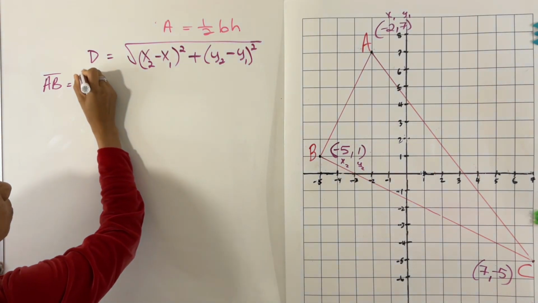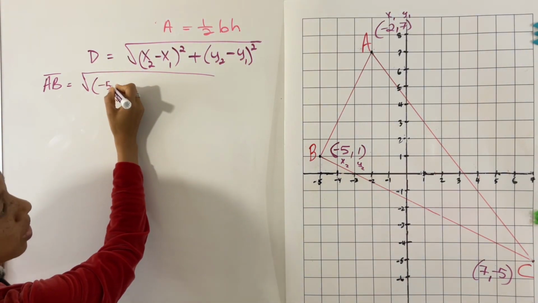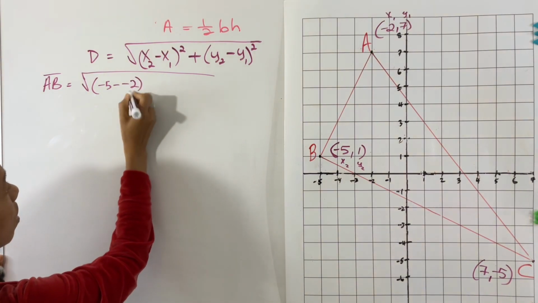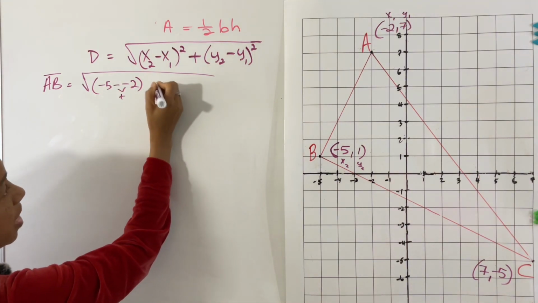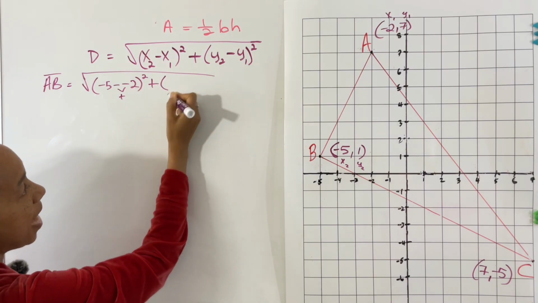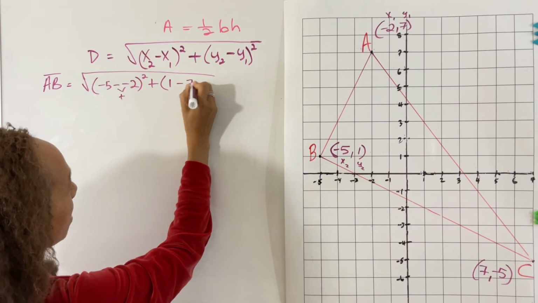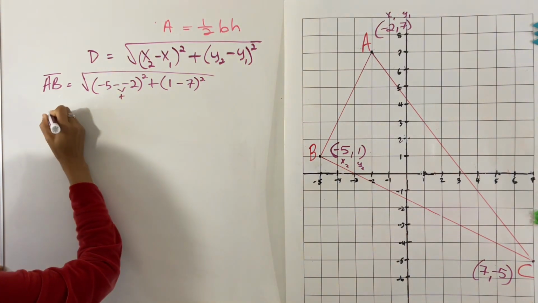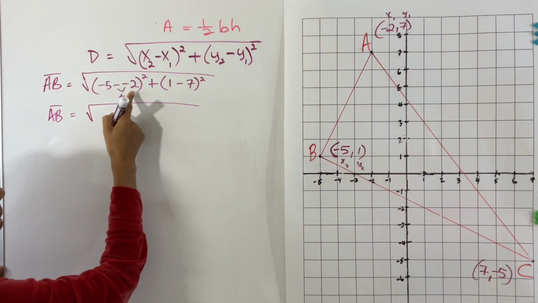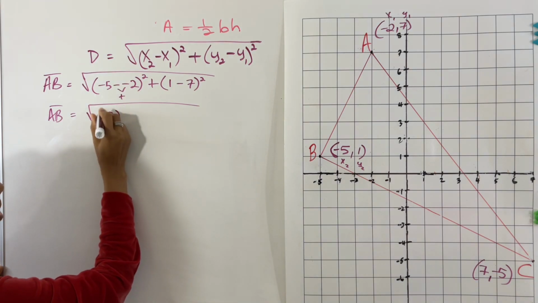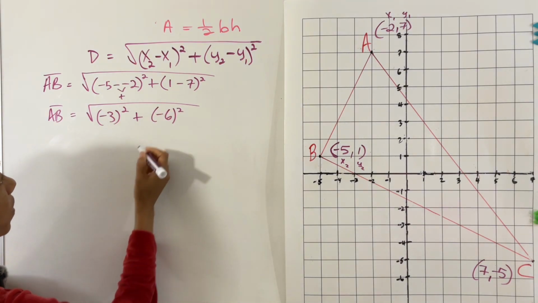So we are taking x2, which is -5, and we're subtracting -2 from that. We notice we have 2 negative signs side by side, so we're going to change it to a plus sign there. And we're going to raise that to the second power and add that to the y2 coordinate, which is 1 minus 7, raised to the second power. Now we continue, and we will notice that -5 plus 2 is going to be -3 to the second power, plus 1 minus 7 is going to be -6 to the second power.